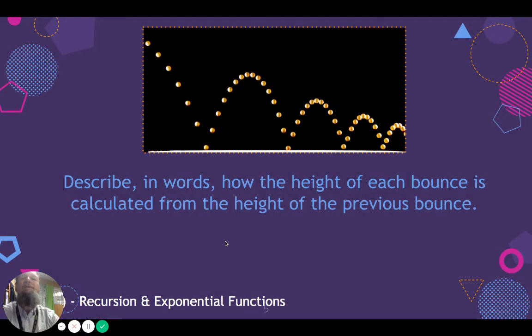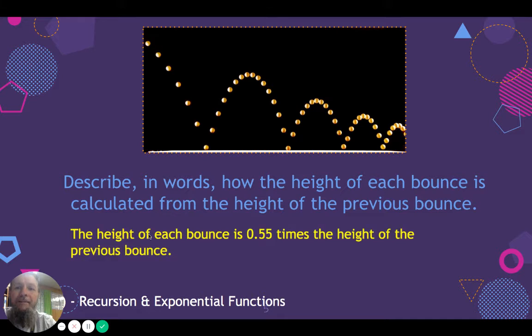So, describe in words how the height of each bounce is calculated from the height of the previous bounce. This is really simple. And this is a good way to look at the way a tennis ball bounces. Notice that if we were to graph this, what kind of graph do you think that models? You see how it gradually lowers? The height of each bounce is 0.55 times the height of the previous bounce. That's how we describe that recursive formula. So the height of each bounce, h subscript n plus 1, is 0.55 times the height of the previous bounce, h subscript n.